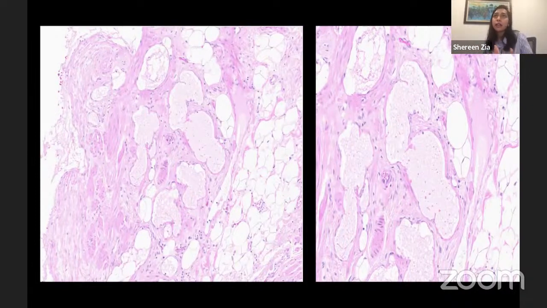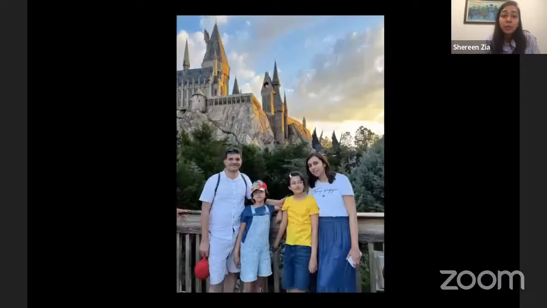Besides that, the other things to keep in the differential can be other non-neoplastic cystic lesions like retention cysts or simple mucinous cysts. Those are all the other categories that we saw at the start. So thank you so much.